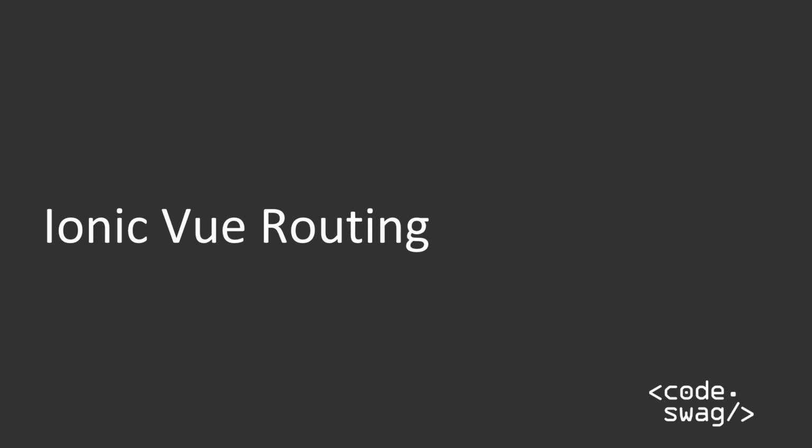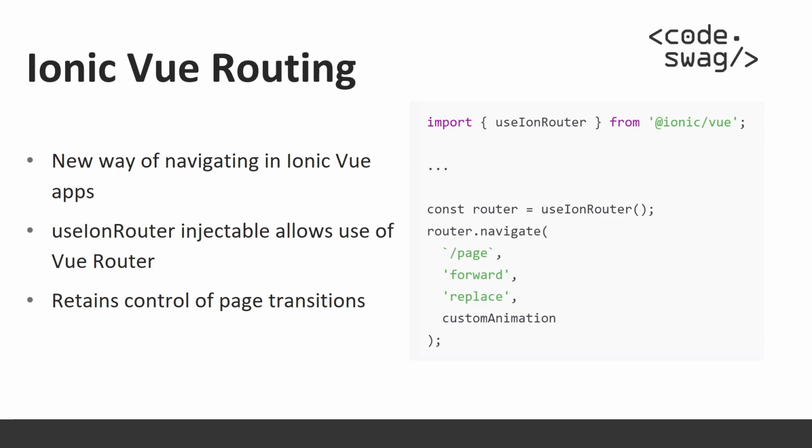Ionic Vue developers are gonna love the new Vue routing features that ship with Ionic 6. Vue.js developers have a new way of navigating in Ionic Vue using the useIonRouter injectable. This new feature lets developers use the Vue router while retaining control over page transitions. In prior versions of Ionic, using the Vue router meant losing control over page transitions. This trade-off is a thing of the past in version 6 of Ionic Framework.